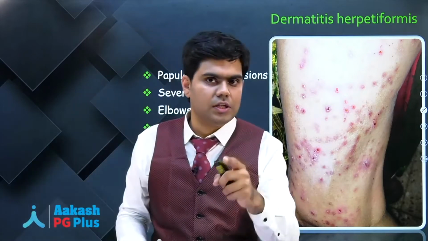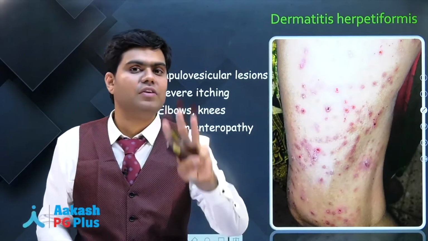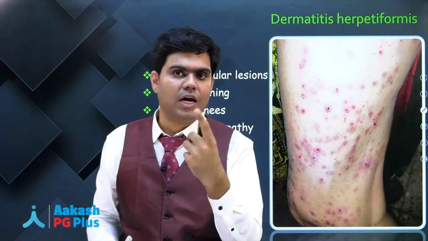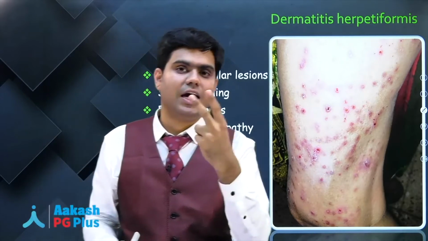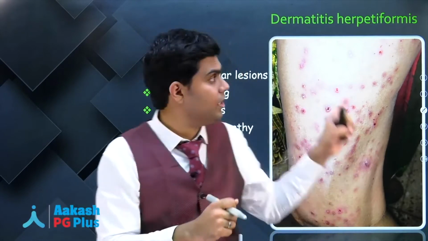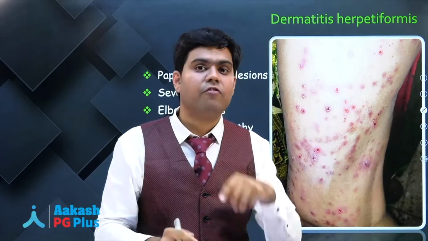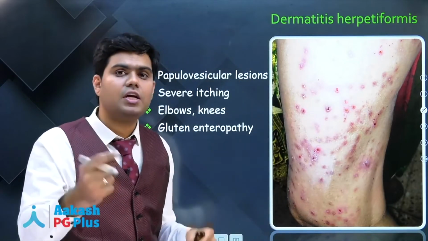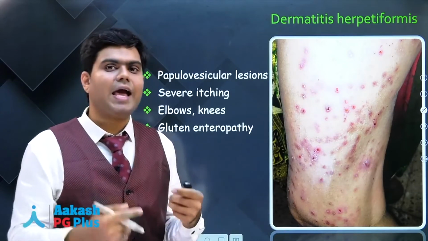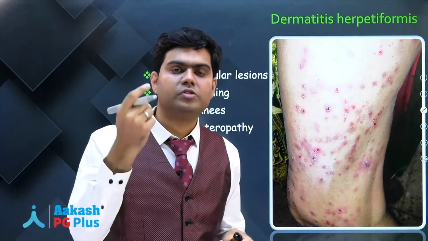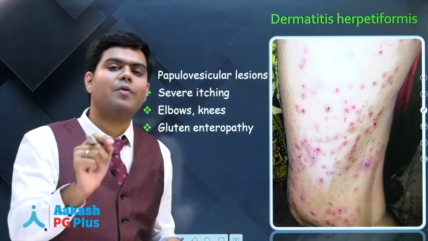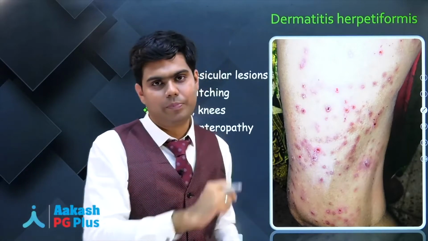Name me 3 conditions of immunobullous disorder where we see IgA antibodies. Normally in bullous pemphigoid we see IgG, in pemphigus vulgaris we see IgG. What about dermatitis herpetiformis? IgA. Where else will you see IgA? In the ones that we have discussed, linear IgA disease and chronic bullous disease of childhood. So 3 disorders: dermatitis herpetiformis, linear IgA disease and CBDC. In all the 3 conditions we will have IgA antibody, right?